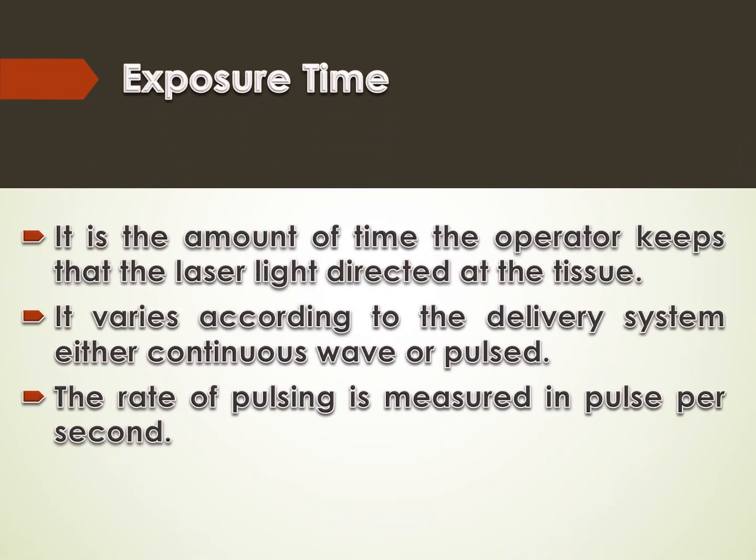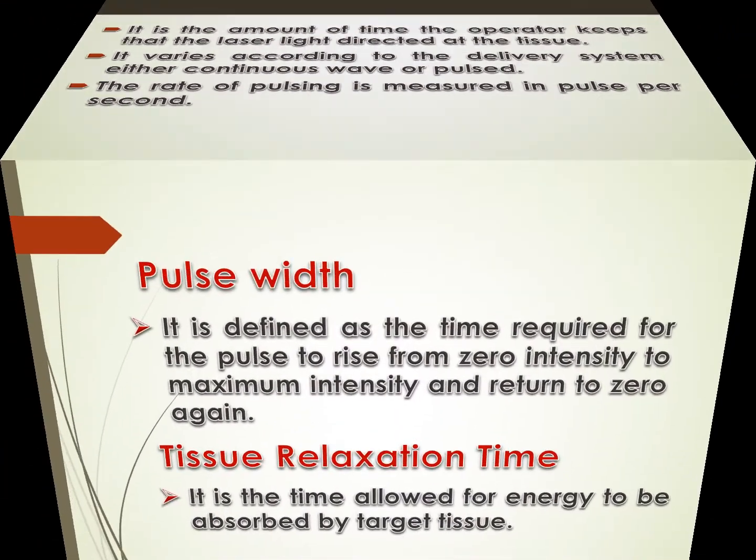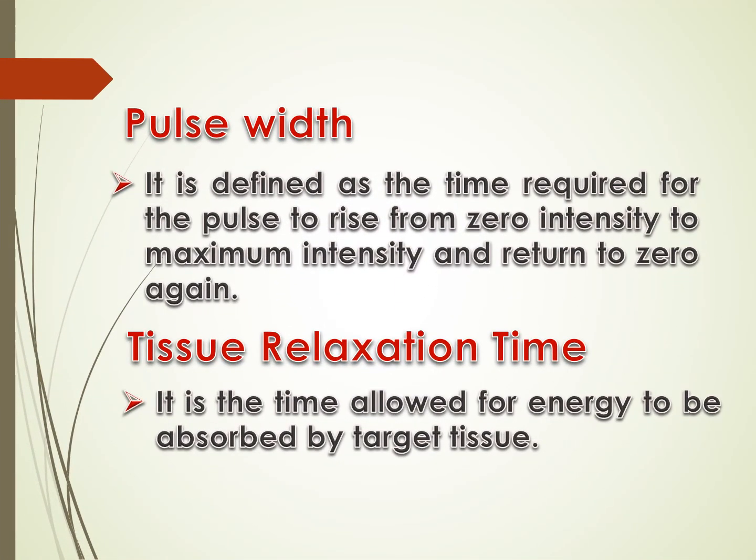Exposure time. It is the amount of time the operator keeps the laser light directed at the tissue. It varies according to the delivery system, either continuous wave or pulsed. The rate of pulsing is measured in pulses per second. The pulse width is defined as the time required for the pulse to rise from zero intensity to maximum intensity and return to zero again. While the tissue relaxation time is the time allowed for energy to be absorbed by the target tissue.